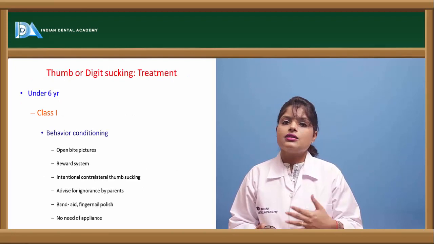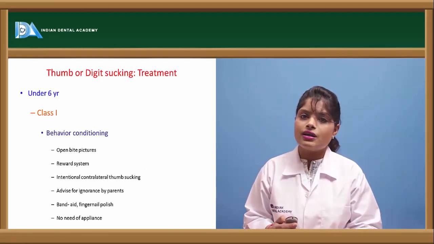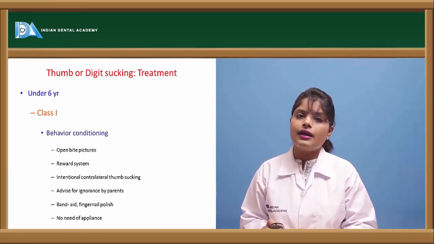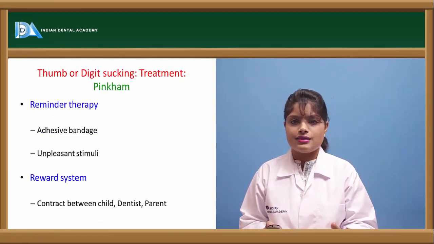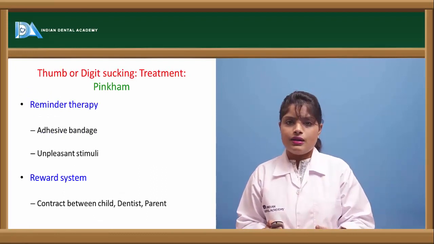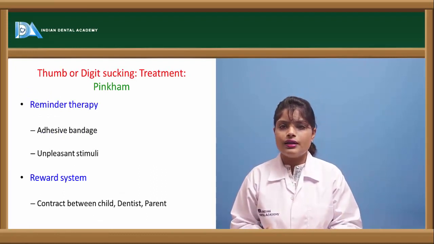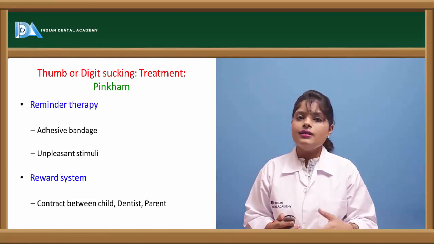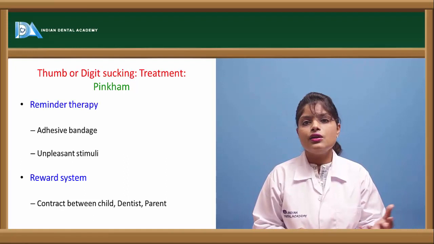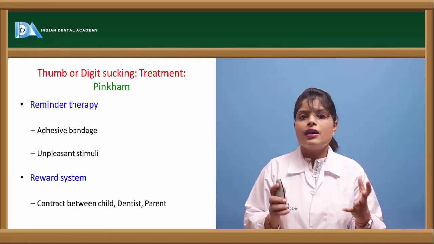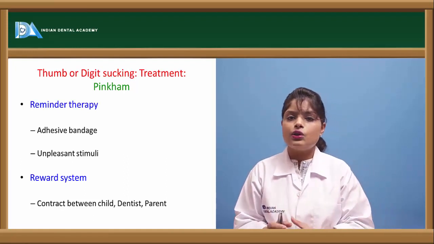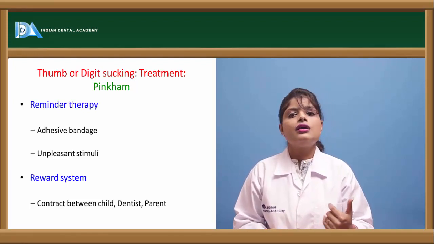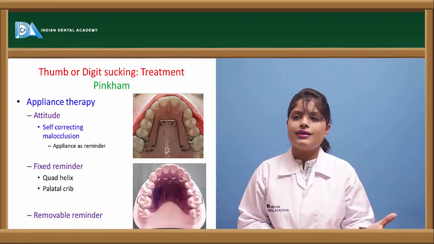If the child is greater than 6 years, we will go for behavior conditioning, the psychological counseling of the child, and again the use of habit breaking appliances like reminder therapy, like the hair rakes, the oral screen, or the unpleasant stimuli, the bandage around the thumb, etc., and the reward system. If the child discontinues the habit for such time, we can reinforce the positive discontinuation of thumb sucking by rewarding the child with certain good objects or gifts.